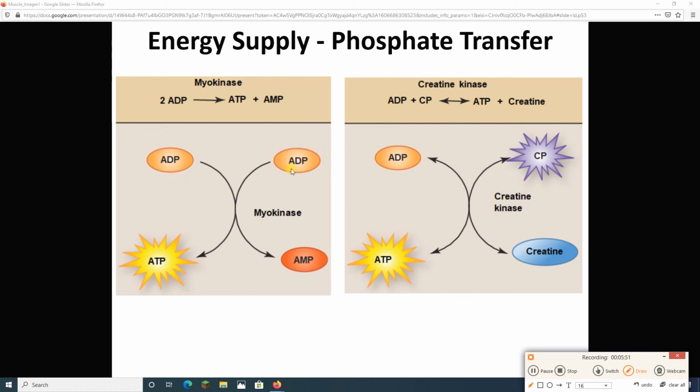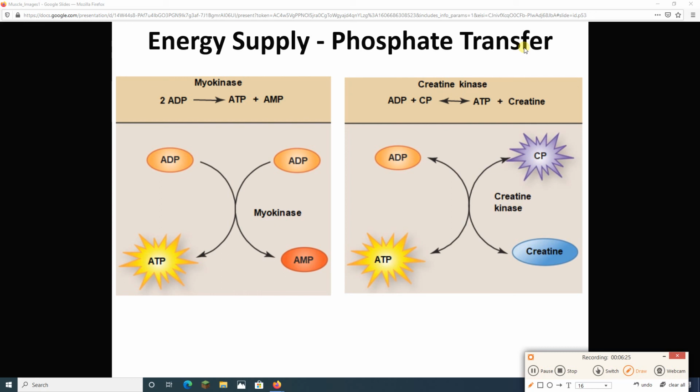So that's ADP here and ADP here. There's an enzyme called myokinase, which steals a phosphate from one of these ADPs and sticks it on the other, giving us adenosine triphosphate and also adenosine monophosphate. This is an example of what's called phosphate transfer, where I'm moving a phosphate from one thing to another to make ATP. Our muscle cells don't store a lot of ATP in them, so we will quickly rely on phosphate transfer to supply some energy.